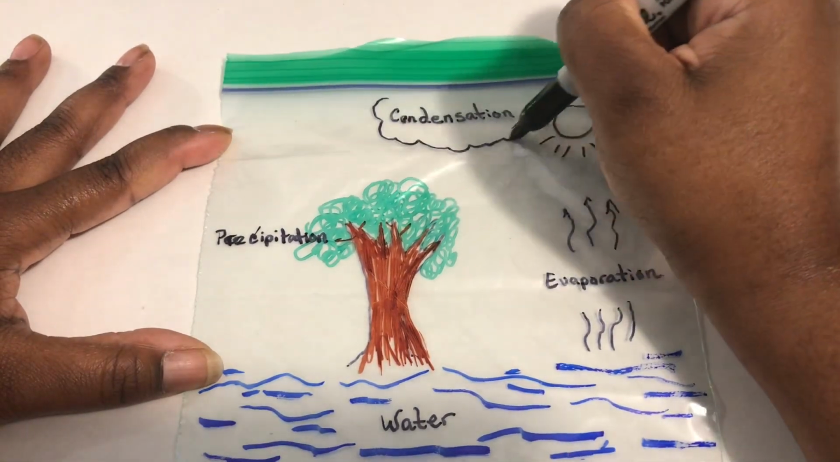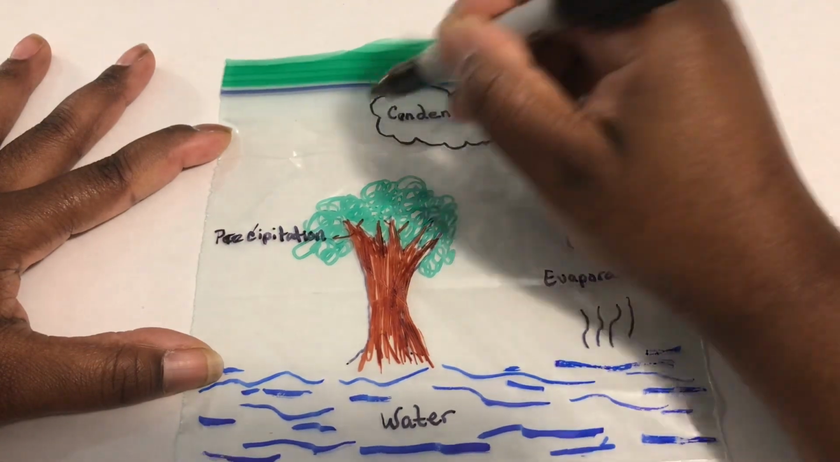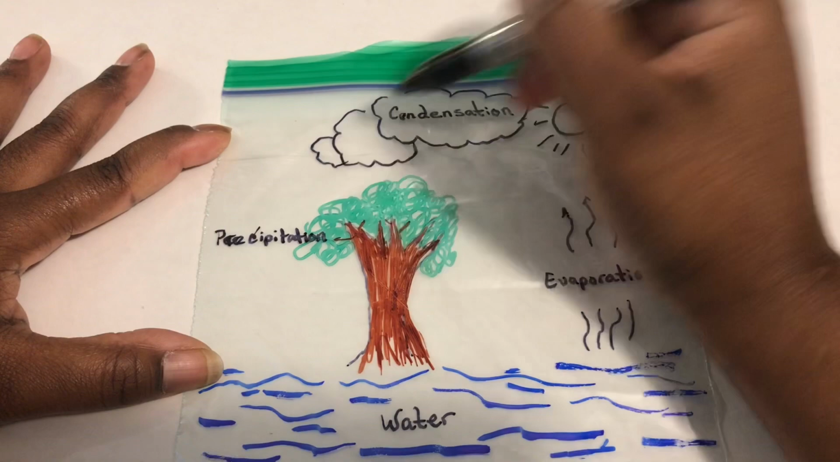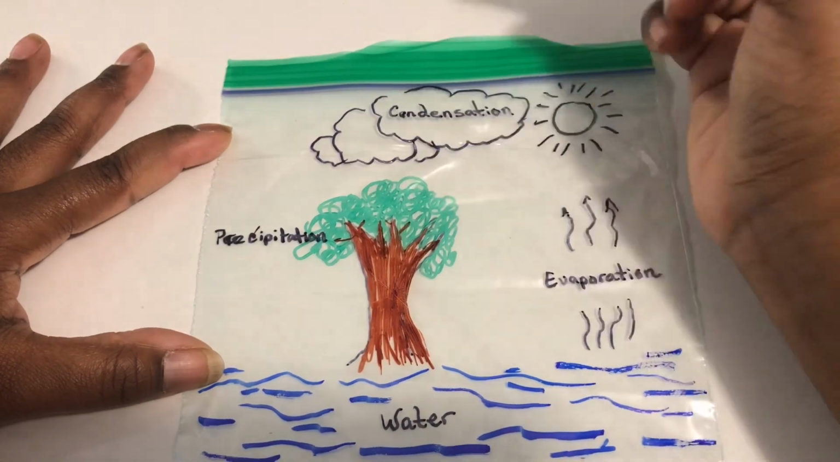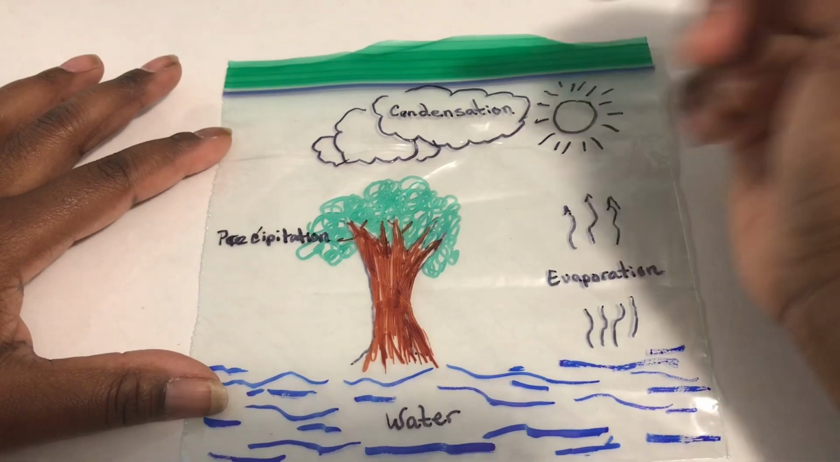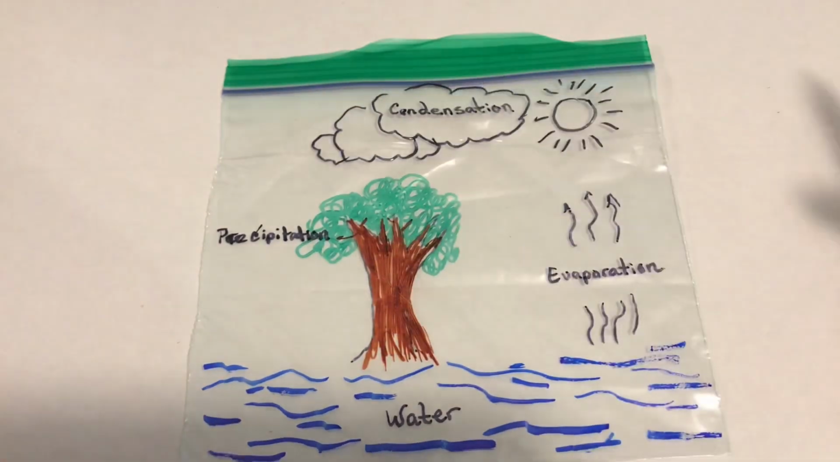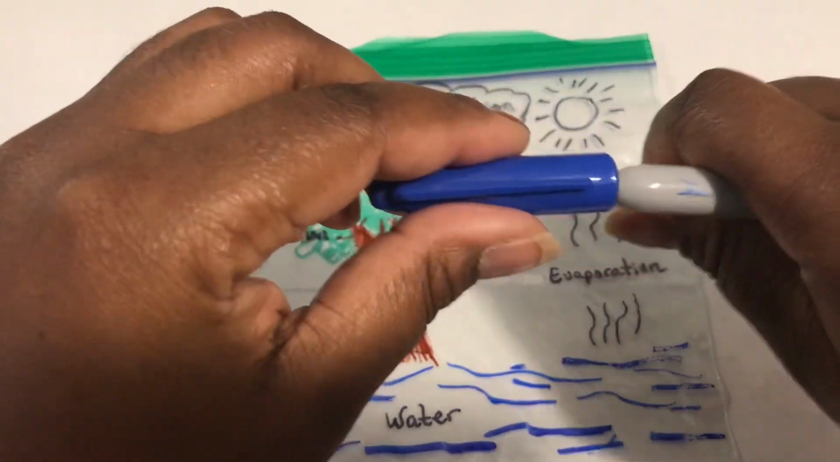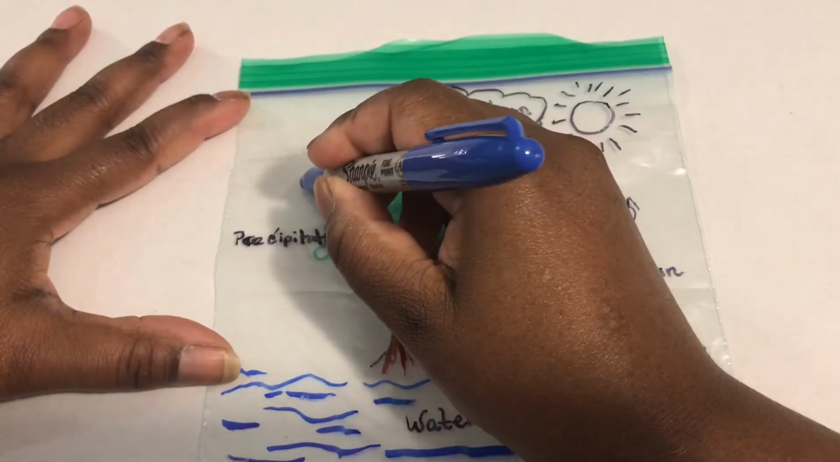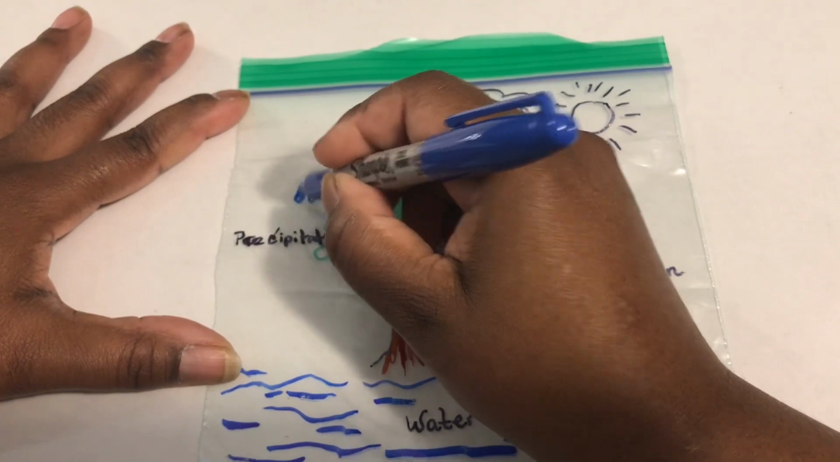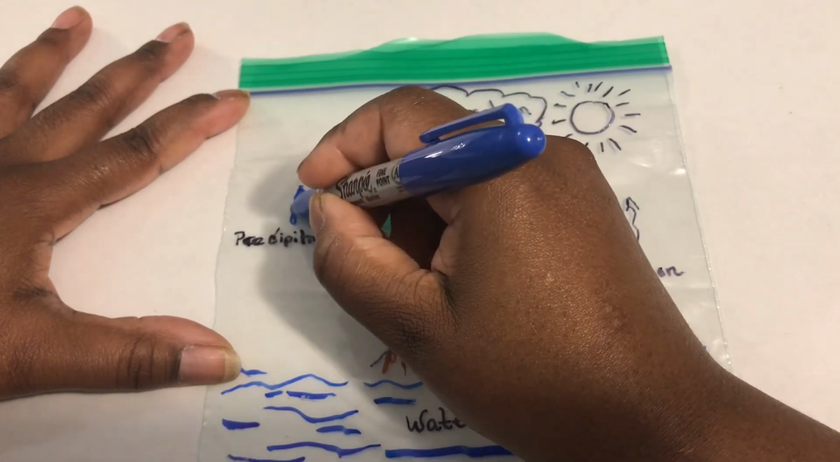So you can draw your clouds. As the clouds fill up, I'm going to go ahead and change markers because the next stage is precipitation. So as those clouds get heavy, then the rain begins to fall. So that 4th stage is precipitation.